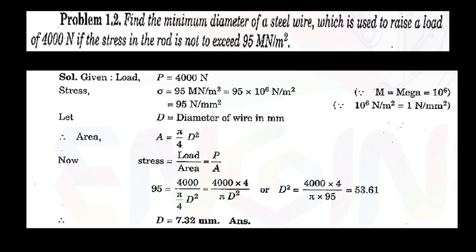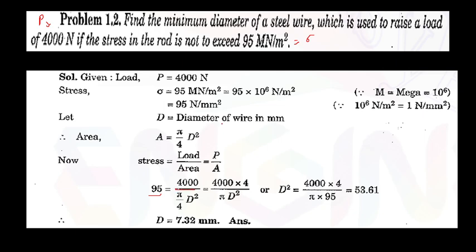Find the minimum diameter of the steel wire which is used to raise the load of 4000 Newton if the stress in the rod does not exceed 95 mega Newton per meter square. Nothing tough. Value of force is given, very good. Value of stress is given, superb. Diameter we have to calculate. We know stress is nothing but load upon area.